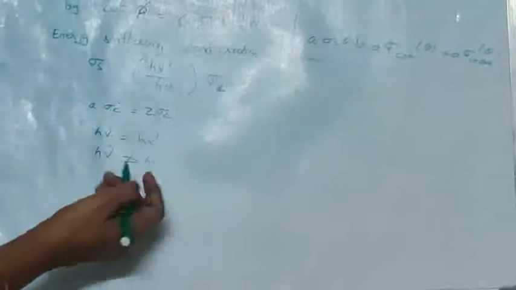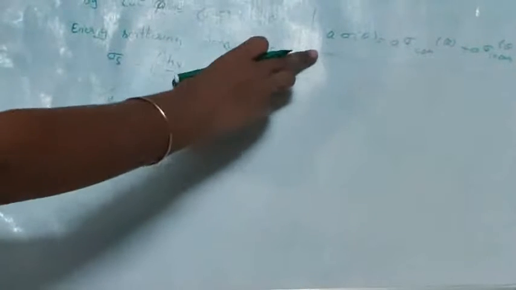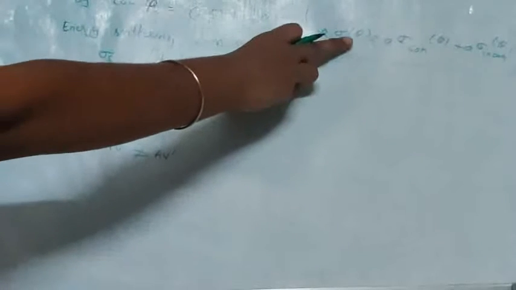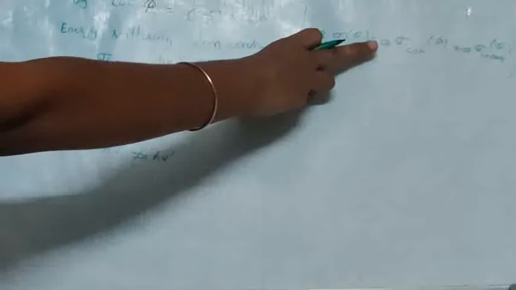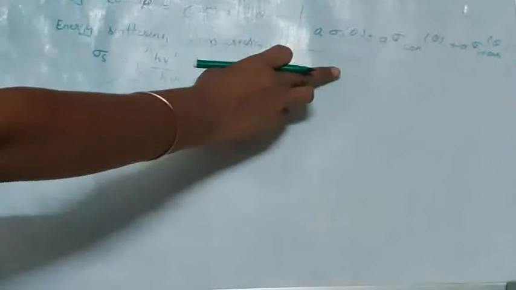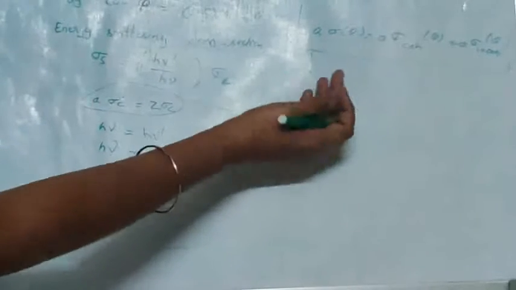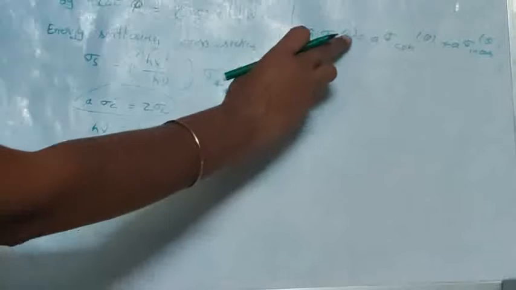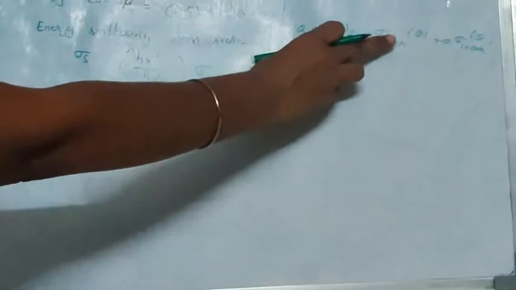Now we have considered the overall atomic differential Compton cross section, which is given by A sigma of theta. This atomic cross section is the sum of both coherent and incoherent. So the overall equation is A sigma of theta equal to A sigma coherent of theta plus A sigma incoherent of theta. So this equation represents the total atomic Compton cross section. So this is about the Compton effect. Thank you.